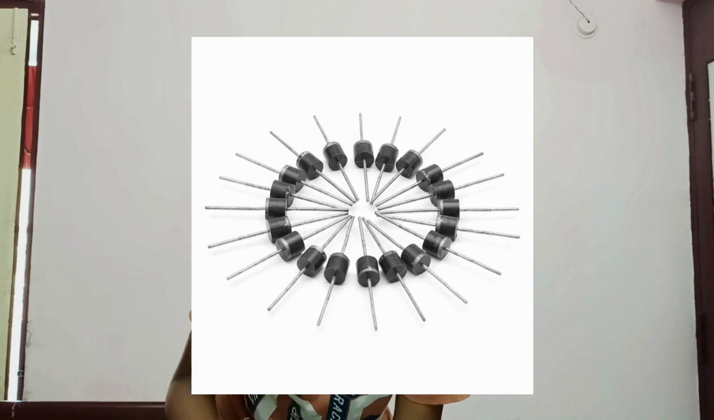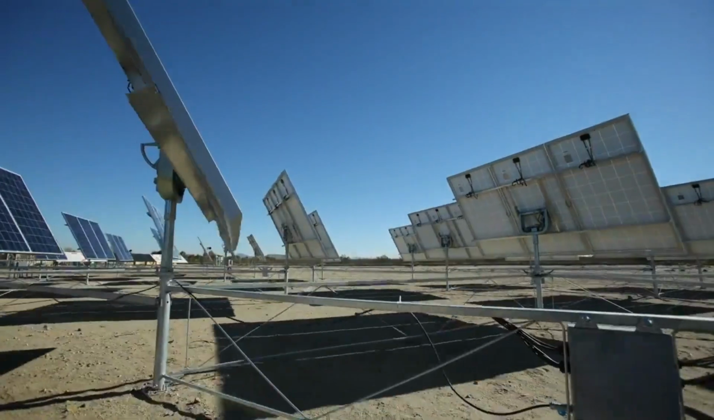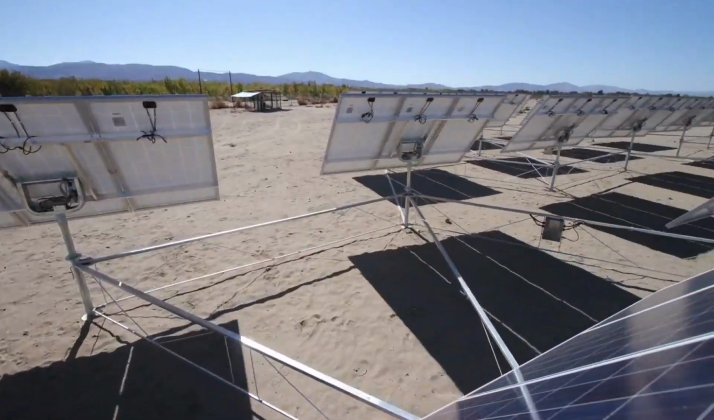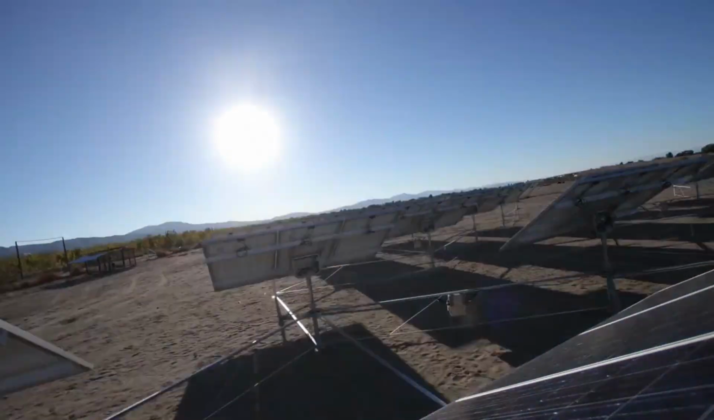So the diode is a major electronic component. It can emit light and can also produce electricity through solar panels. And that is also non-polluting renewable energy, which is very good. So this is why I'm saying the diode is a game changer.